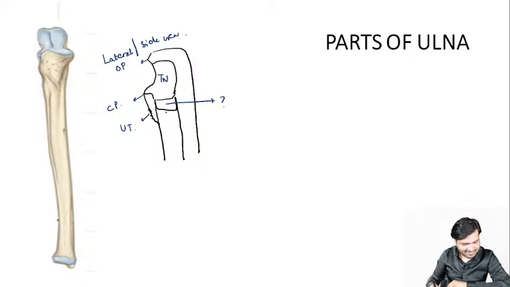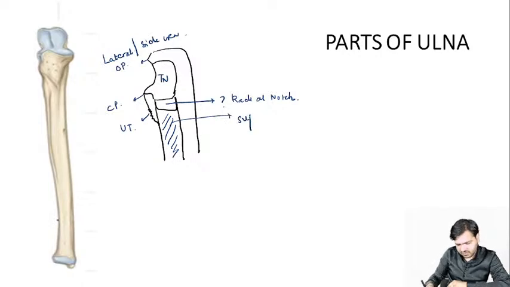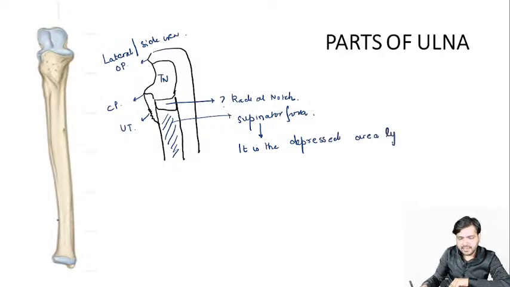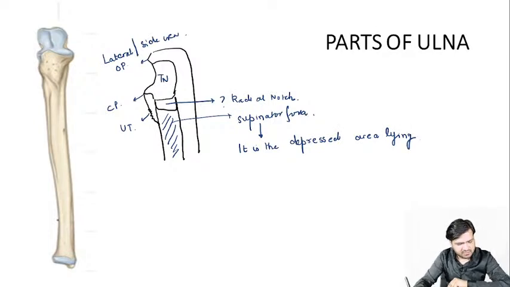Okay, no one answered. Perfect, beta. It is the radial notch. Yes, Ditya, very good. Below the radial notch, you will find the supinator fossa. This is the supinator fossa. Write down that it is the depressed area lying below the radial notch. Yes, Kumud, Vipin, Prakshit, very good.